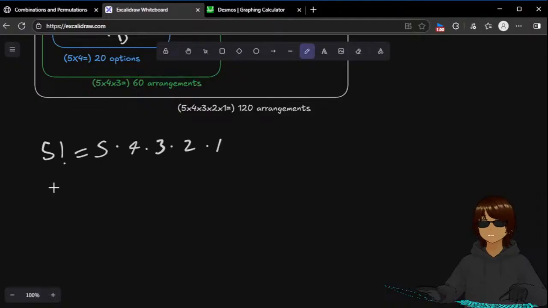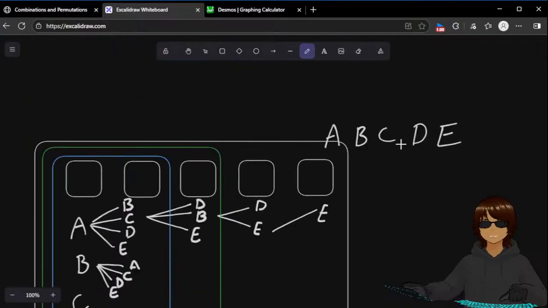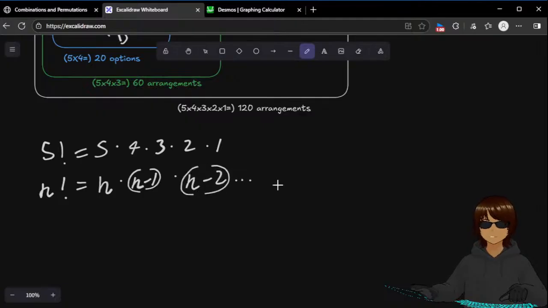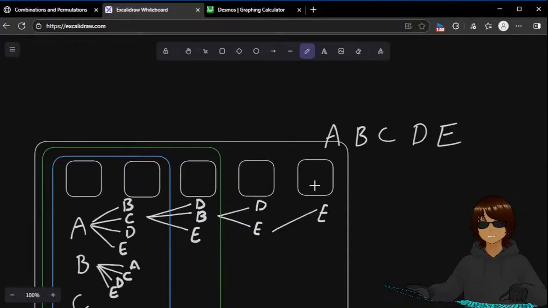2 times 1. In general, if I have n options and I want to know how many ways I can arrange n items, that would be n factorial, which would be n times n minus 1 times n minus 2 all the way till 2 and then 1.